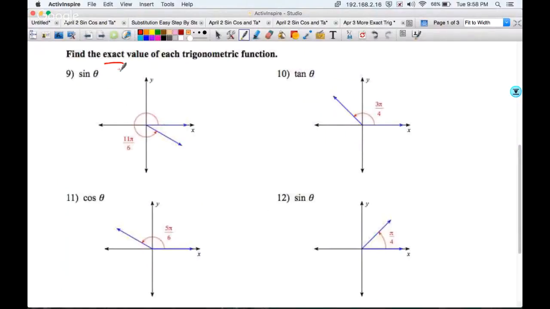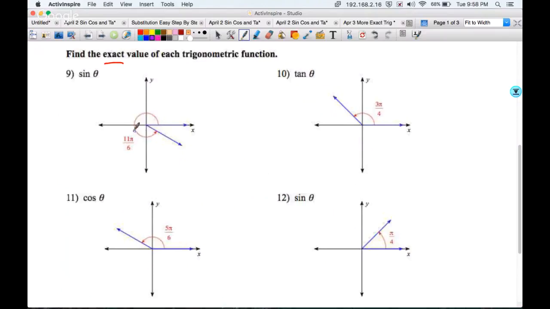The exact value, emphasis on exact here. If the answer is irrational, I want my answer to include the square root, so it's not just a decimal approximation. All right, we'll start with number 9 here.